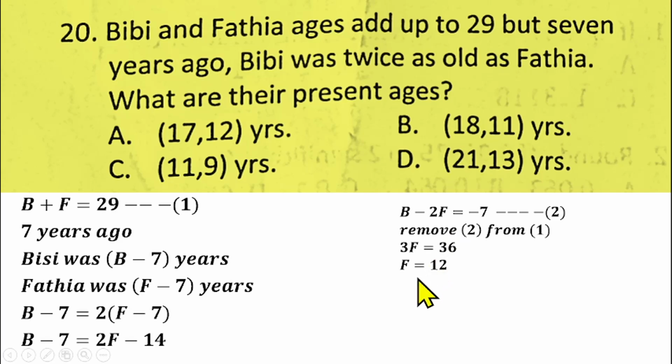So that means the age of Fathia is 12 years, and we can now use that to find the age of BB by substituting the value of F into equation 1 or equation 2. We can do that in equation 1. B plus F equals 29. F is 12, so you can put that here. So you have B plus 12 equals 29. Then B will be 29 minus 12. Then B will be equal to 17. So that means BB is 17 years, while Fathia is 12 years. So that makes option A the right answer for question number 20.